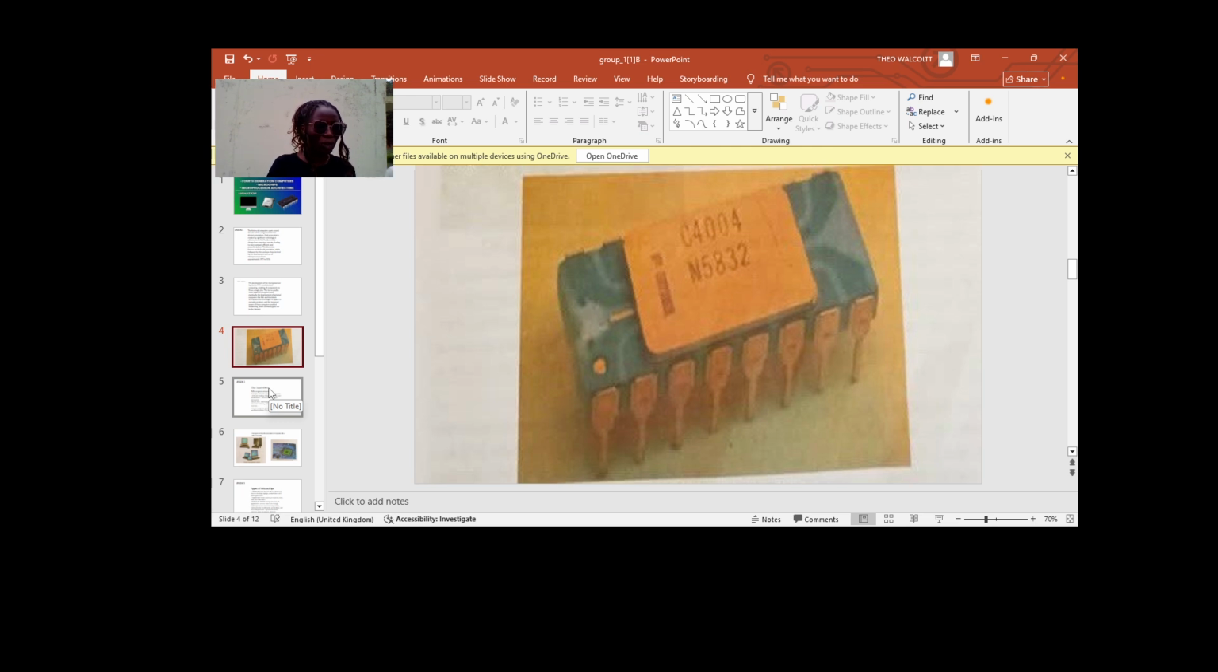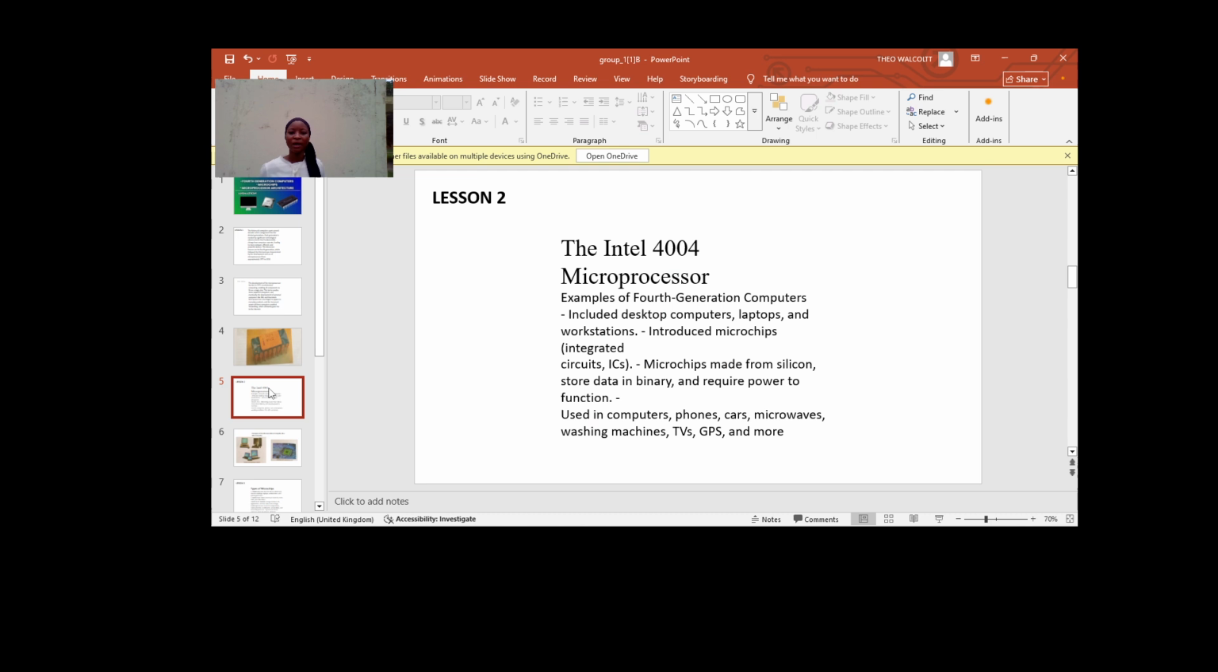My colleague will take you through lesson 2. Lesson 2. I'm going to take you through lesson 2, the Intel 4004 microprocessor.